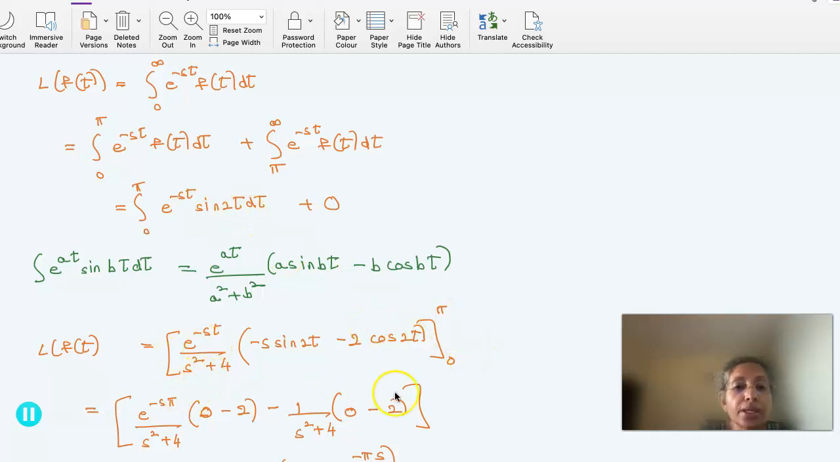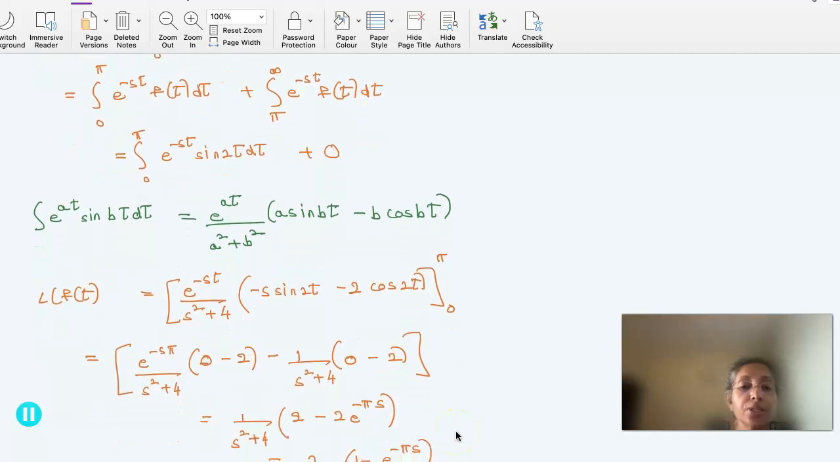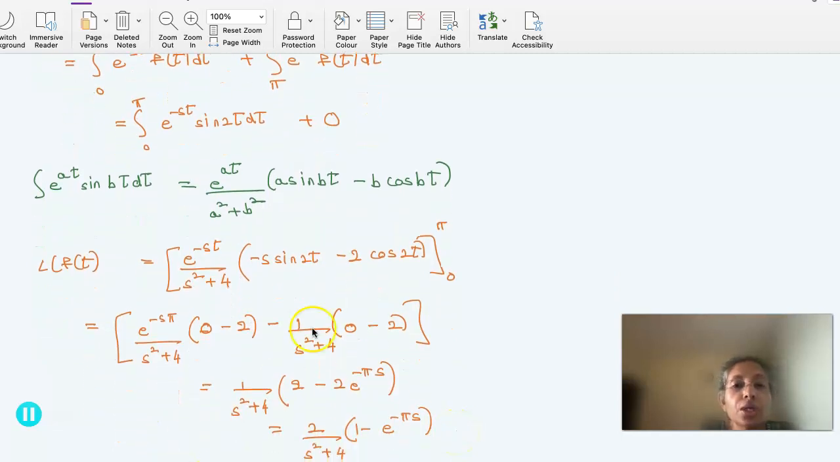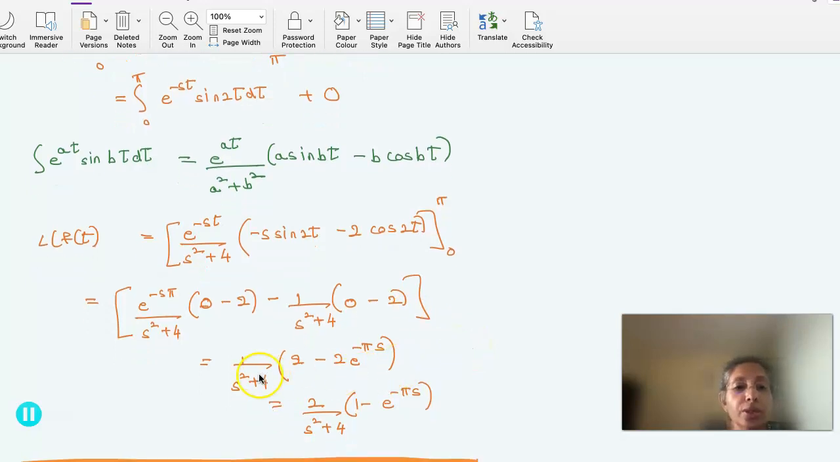That will be e raised to minus s pi by s squared plus 4. Sin pi is 0, 0 minus cos 2 pi is 1. Minus 1 by s squared plus 4 times e raised to 0, which is 1. Note this step, into 0 minus cos 0 is 1. So when you simplify you get 1 by s squared plus 4. This will be 2 minus 2 e raised to minus pi s, that is 2 by s squared plus 4 into 1 minus e raised to minus pi s.